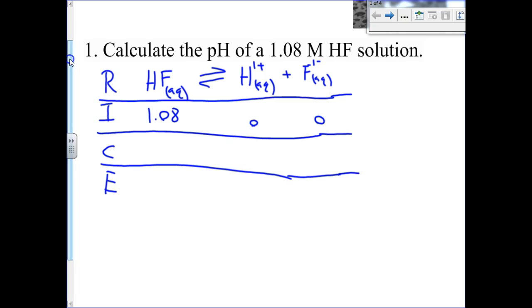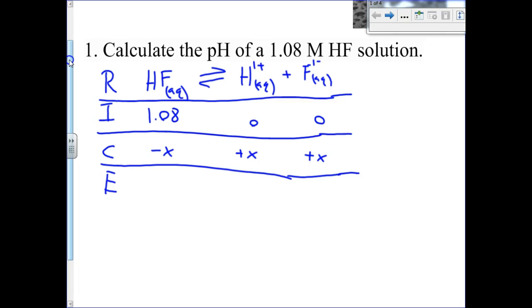Okay. The change. I'm going to lose some quantity of hydrofluoric acid, and I'm going to gain that exact same quantity of hydrogen ions and fluoride ions. Your brain doesn't like it. So, let me give you an example.